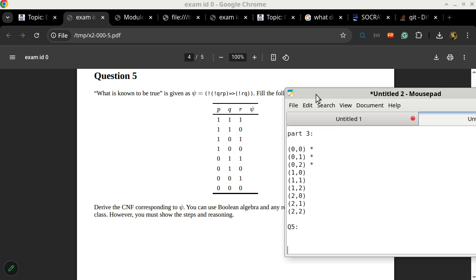Q5. So we have P, Q, R, psi. So we have false, true, true, true. Okay, so if they're all true, then the conjunction is going to be false. Not false is true. And then the right-hand side has one negation, so this is going to be false. Is that okay?